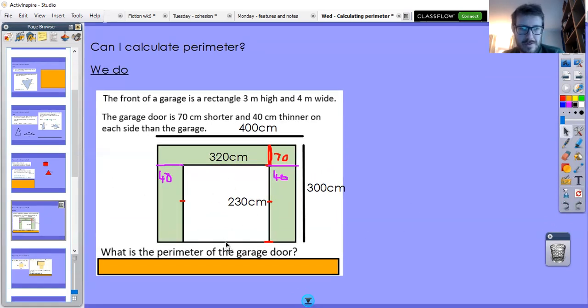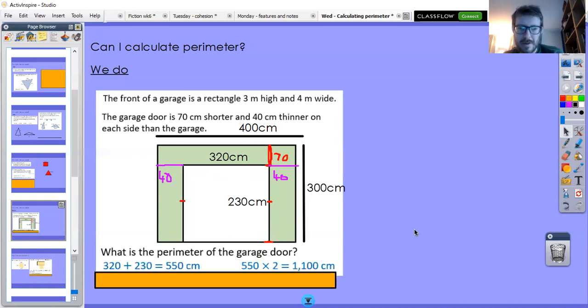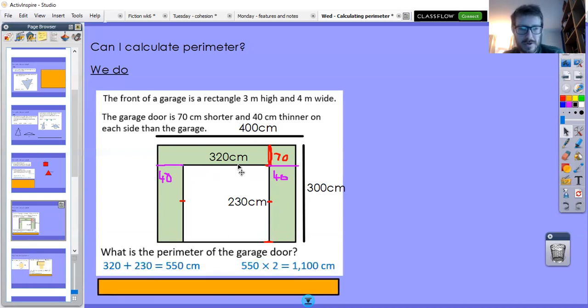So then I can add all these lengths up, which means I have this length down here as well. Add all the lengths up, and that will give me the perimeter. So I've got 320 plus 230 is 550, and I've got two lots of those. So added together, you have a perimeter of 1,100 centimeters.